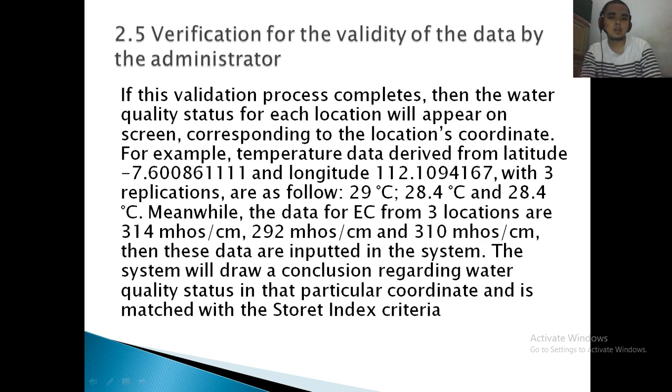Verification for the validity of the data is done by the administrator. If this validation process completes, then the water quality status for each location will appear on screen corresponding to the location's coordinates. For example, compare data derived from latitude -7.6008611 and longitude 112.101094167 with three replications as follows: 29 Celsius, 28.4 Celsius, and 28.4 Celsius.